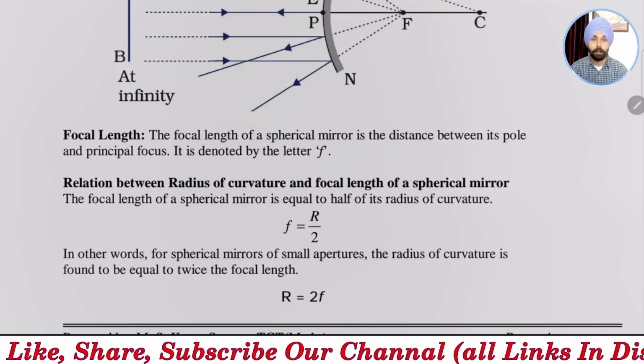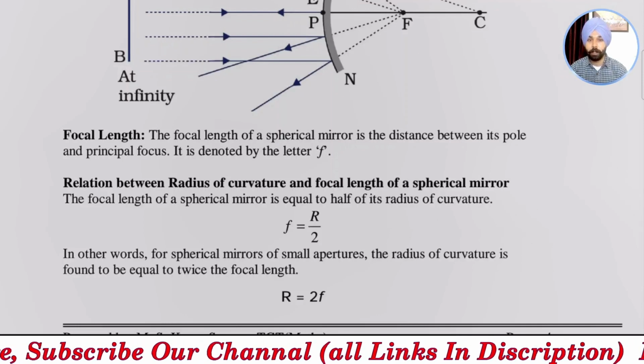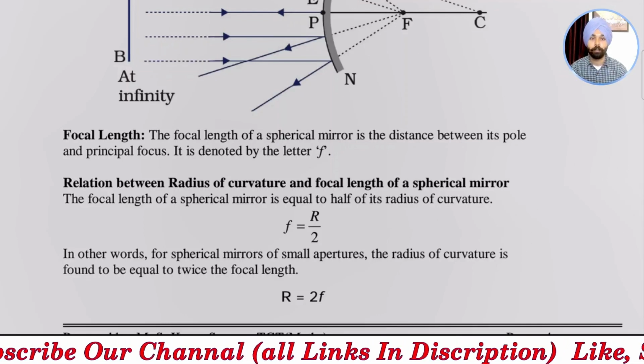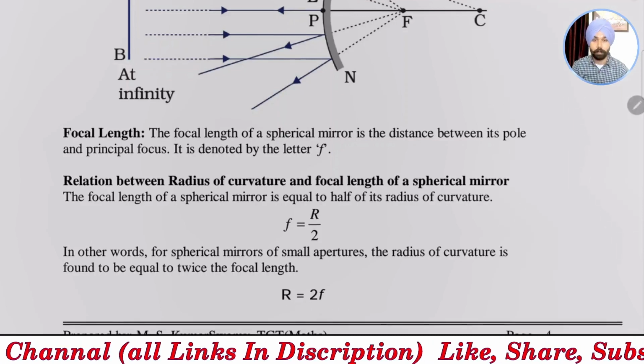In other words, for spherical mirrors of small aperture, the radius of curvature is found to be equal to twice the focal length. That means the radius of curvature is twice the focal length.